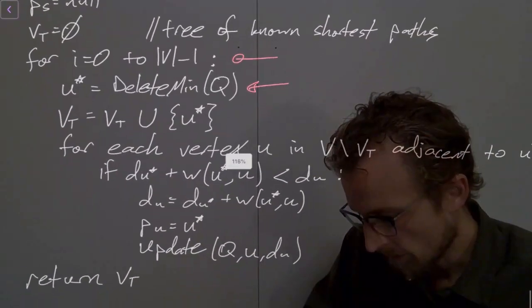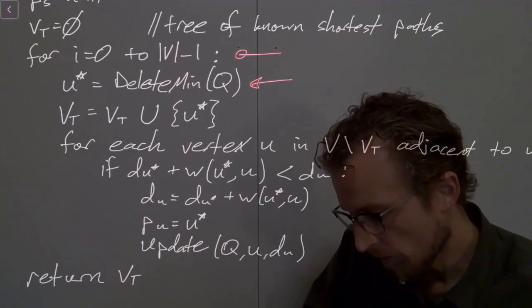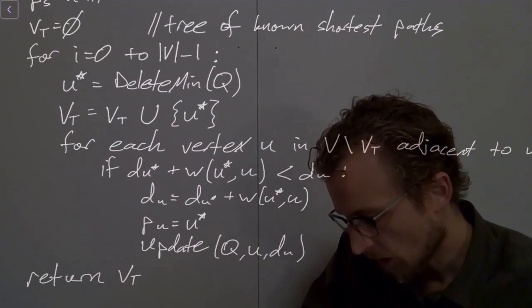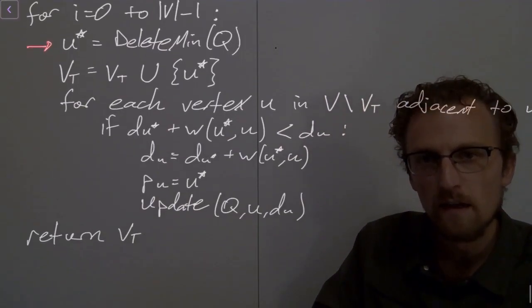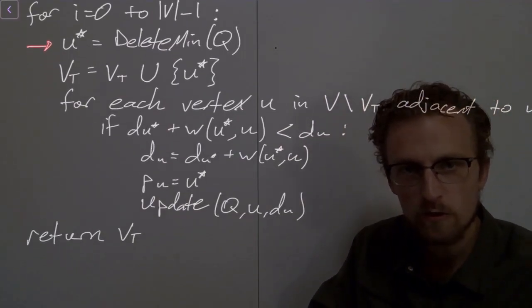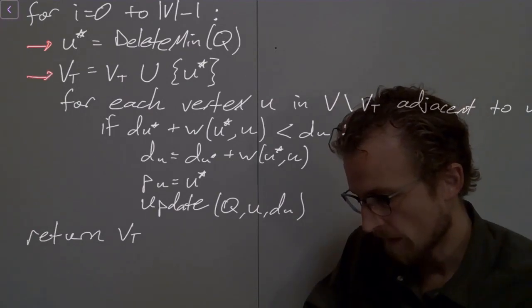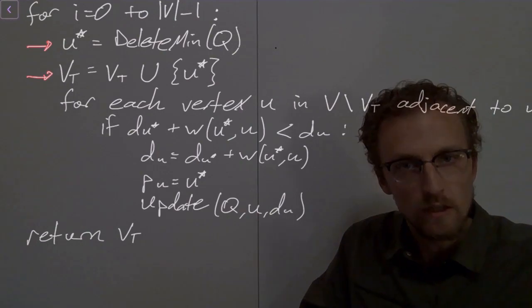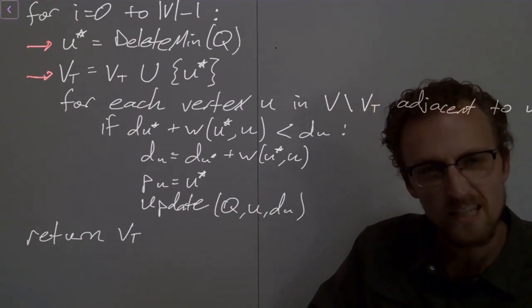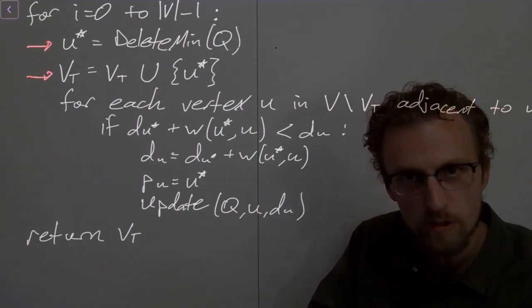Well, let's go down here. We're going to call the node that got added to the tree U star. So U star is the identity of the node that has been added to the tree. So here's where we add it to the tree. The new tree is the old tree, union with the singleton set containing only U star.